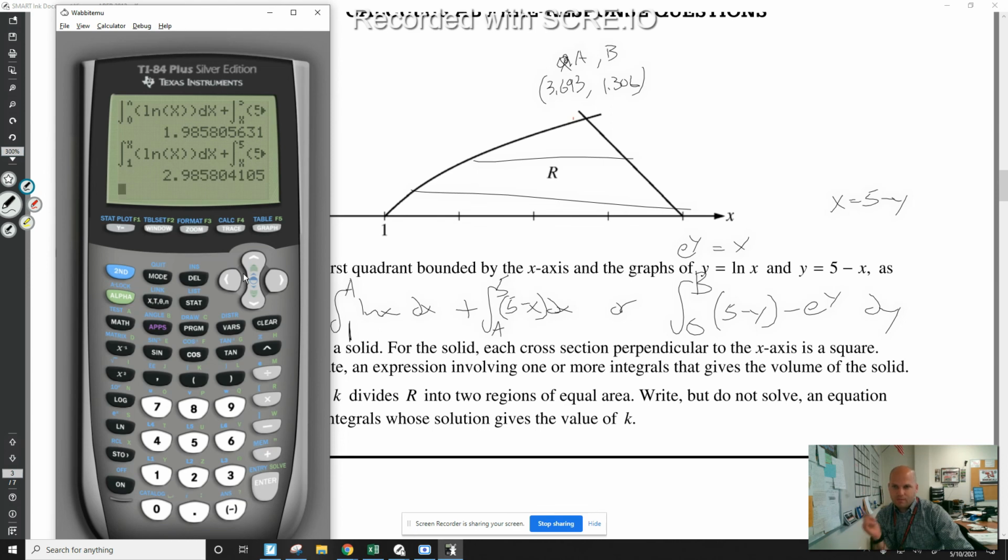2.985. Now, if you do math 9 of 0 to b of the y value, 5 minus y minus e to the y, you get the 2.985. Don't put both ways down though. Just get it right.